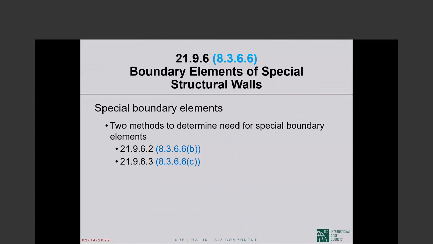Now, do we need specially confined boundary elements at the ends? This is a very, very significant topic. Let me explain it this way. Anyway, I said in our discussion to introduce the current design method that there is no difference between a column and a shear wall when it comes to design for P&M. That is true, but not quite.